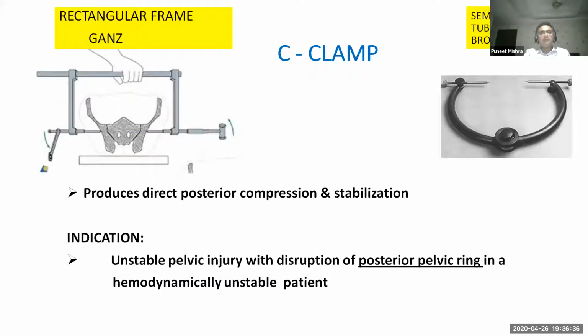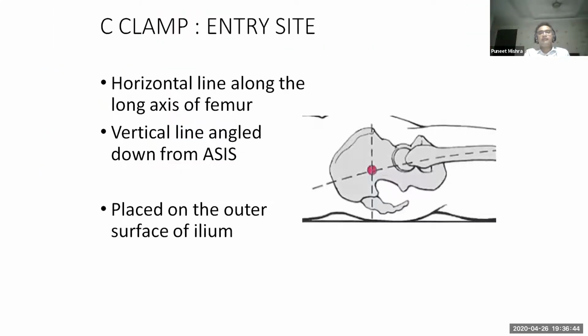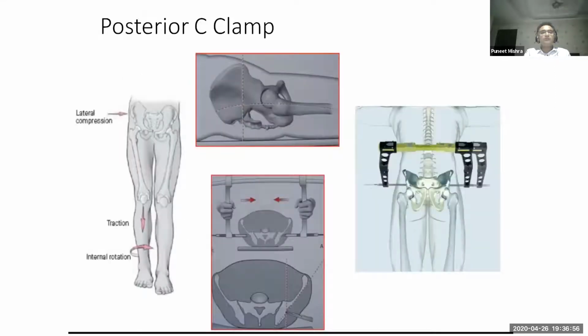Coming to the C-clamp, it gives direct posterior compression and stabilization in a posterior pelvic ring injury in a hemodynamically unstable patient, where the site of entry is exactly where you would choose for your iliosacral screws: a plumb line from the ASIS and a line along the tip of the greater trochanter, where the two lines meet is probably your site of entry.